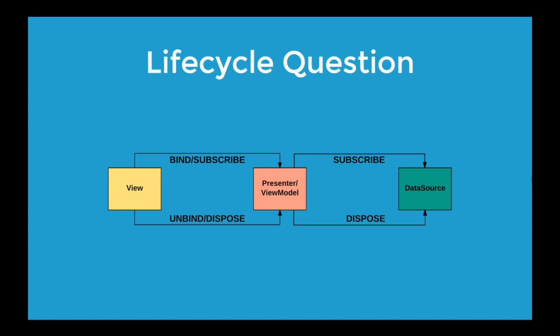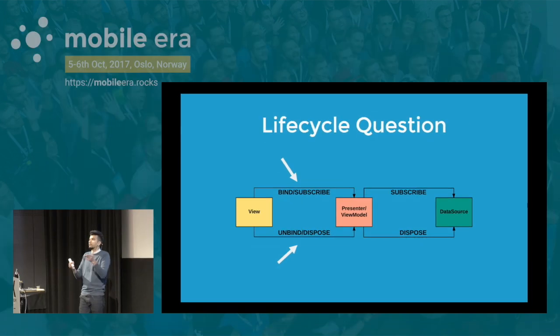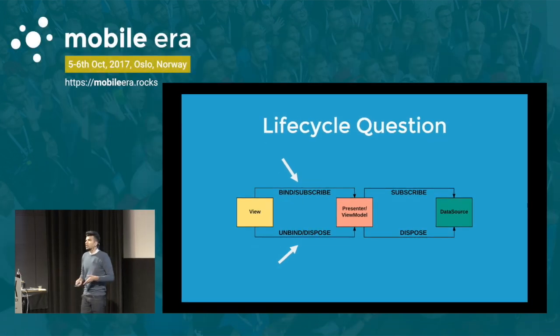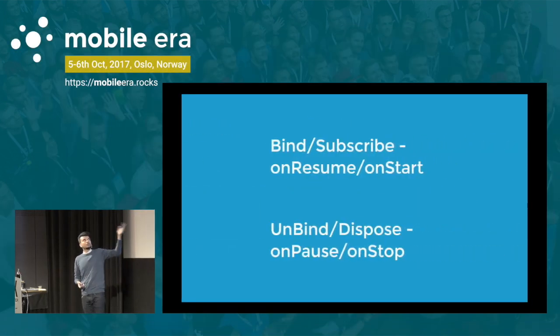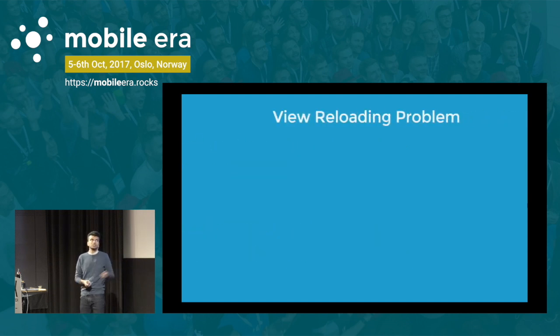So the question is, when do we do bind and when do we do unbind? Because that's super important. And when I say when, it's like which life cycle call we should do that in. It is quite common to do the bind on resume or on start, and for unbind, it is quite common to use on pause or on stop. It's quite fine and quite common, but the moment we do this, it creates another problem, which is the view reloading problem.